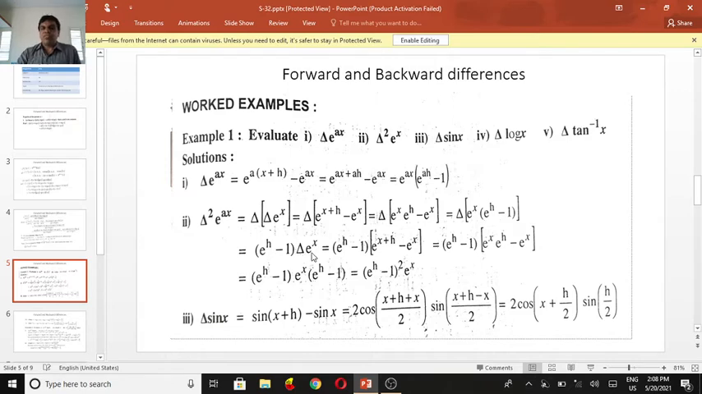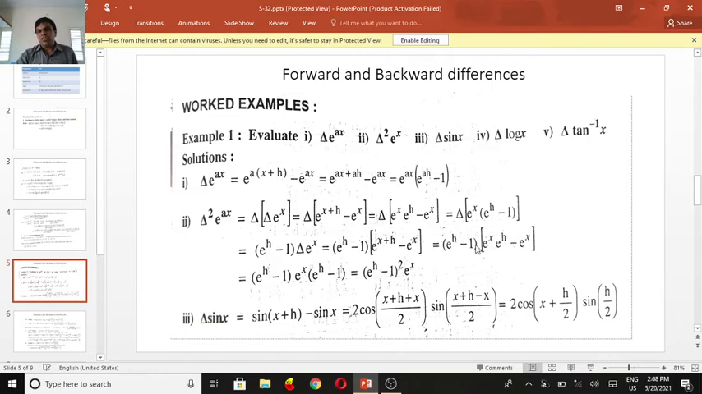Again apply del to e^x, again apply e^h minus 1. Again apply del to the e^x. We get e^(x+h) minus e^x. Again we can write e^x into e^h minus e^x. If we take e^x as common, we get e^h minus 1.